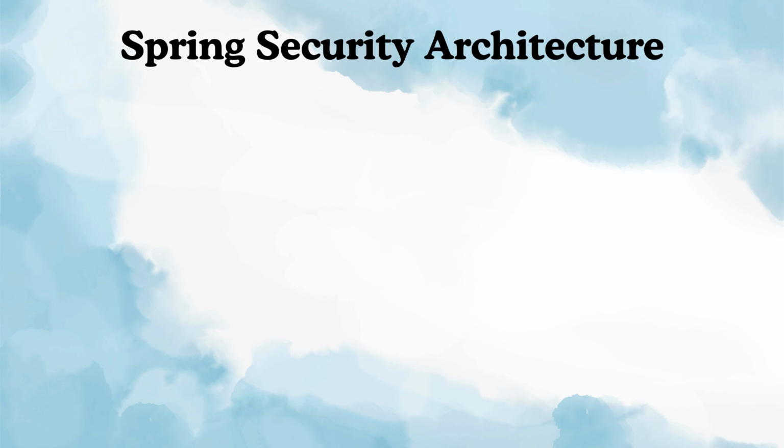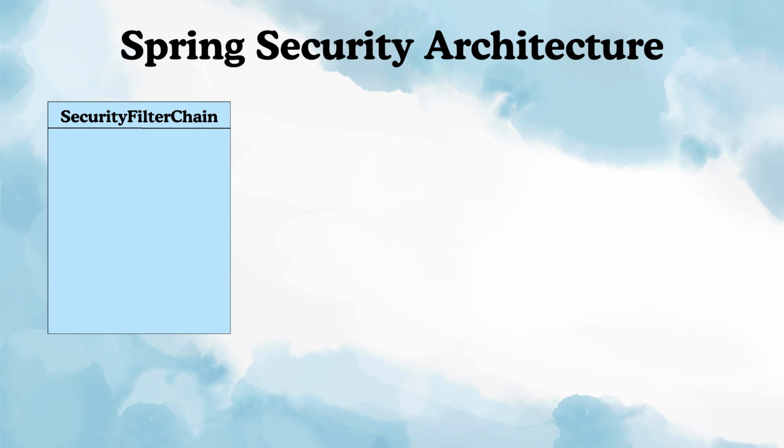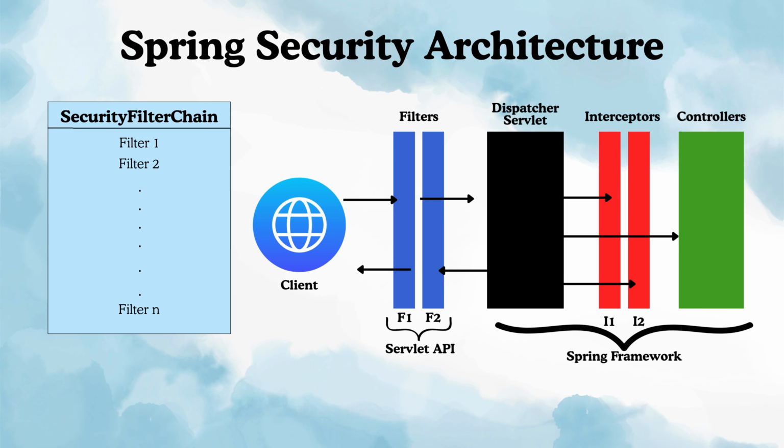All right, so let's understand the architecture. When we add the Spring Security dependency, Spring automatically adds something called a security filter chain. A security filter chain is nothing but a chain of filters. Now, what are filters? A filter is a component that intercepts every incoming HTTP request, and it performs some logic before the request reaches the controller, and sometimes even after the response is generated.